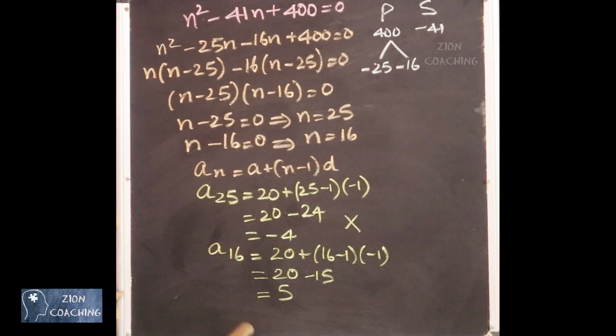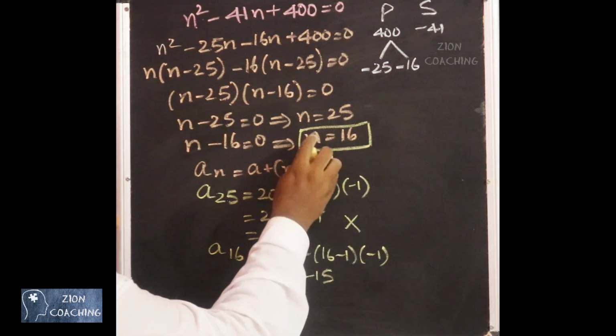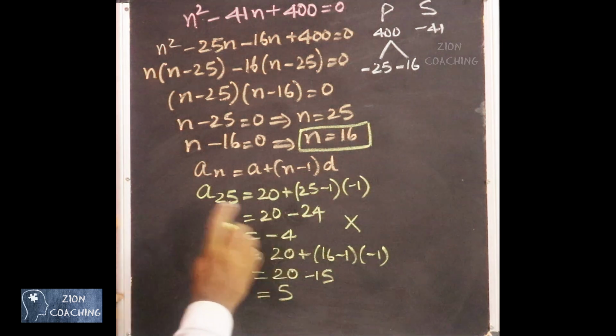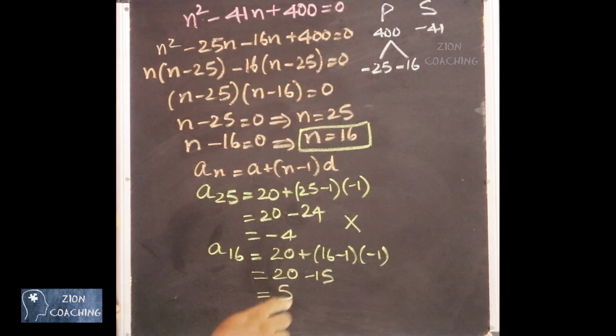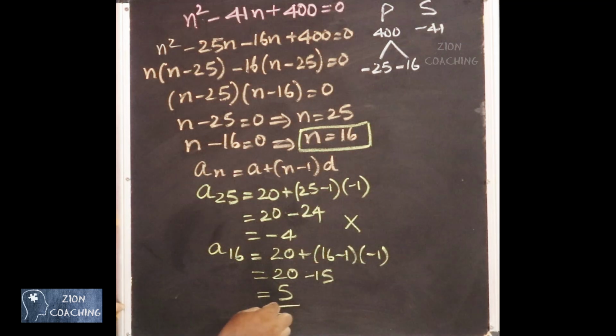So we have found the answer for both the questions. The first question was to find the number of rows in the stack. The number of rows in the stack is 16. We have found n is equal to 16, because n is equal to 25 is not possible. And the second question was to find the number of logs in the topmost row. The topmost row is the 16th row. In the 16th row there are 5 logs.